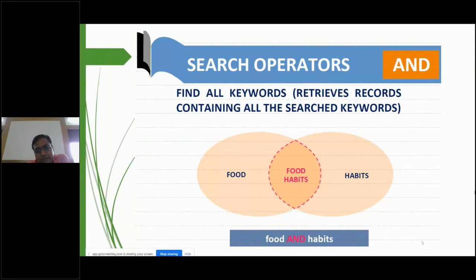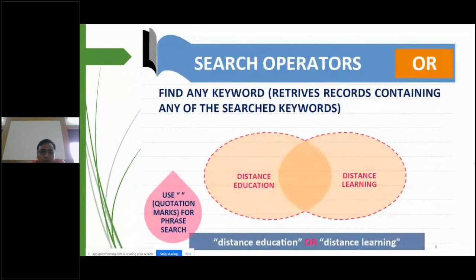Next, the search operator is OR. It finds any keyword, retrieving records containing any of the search words. If you want information about both distance education and distance learning, then you have to put distance education OR distance learning. You have to put OR in between the two words.